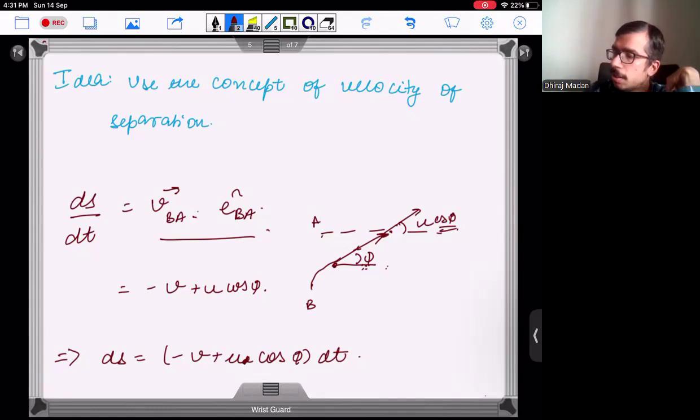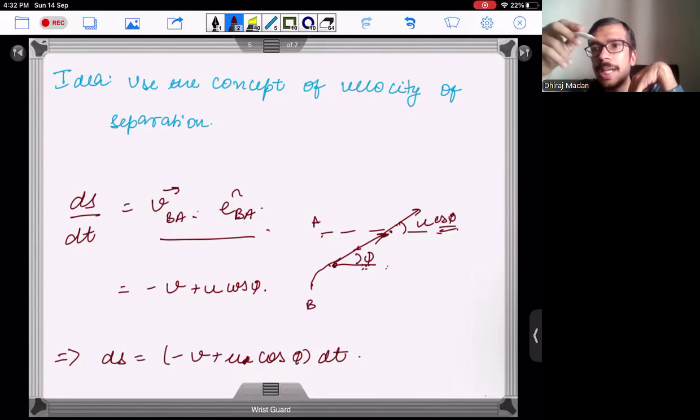So we have this v, right? Which is already moving along the line joining the 2 points. So the component is essentially minus v over here. The magnitude is still v for that component, but it's in the direction from B to A, and EBA hat is in the direction from A to B. So there is a minus sign: minus v.